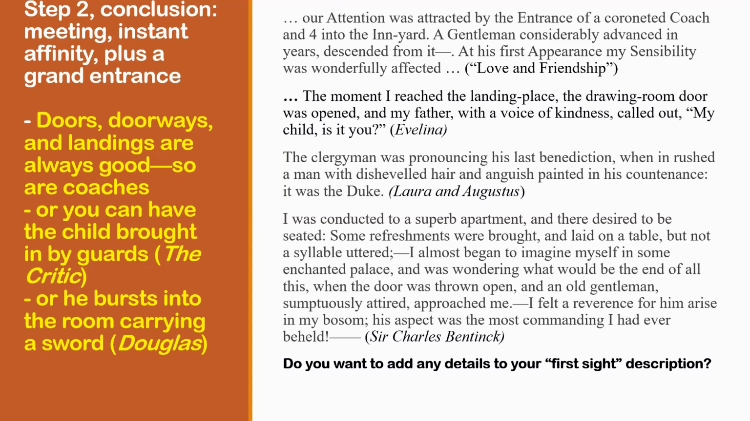A gentleman considerably advanced in years descended from it. So looking out the door or the window, or standing in the doorway and looking at a wealthy gentleman stepping down from a coach that's got a crown on the door. Big arrival moment. Doorways are great. Landings are also good. Coaches, the child brought in by guards. That's how Sheridan does it in The Critic. He can burst into the room carrying a sword. So it's just another way of making the moment really, really dramatic.